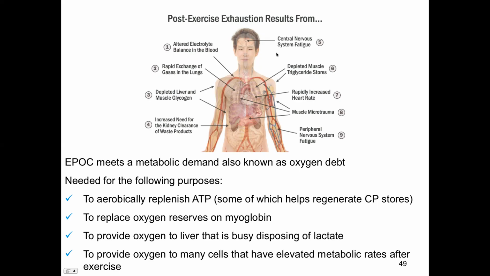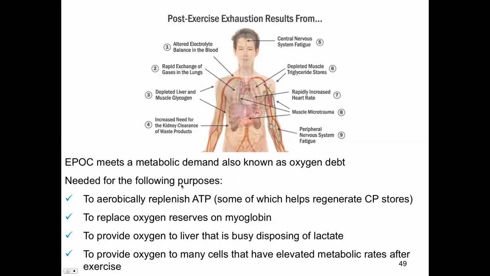Altered electrolyte balance. Nervous system fatigue. Depleted triglyceride stores. So you're going to lose fat. Rapidly increased heart rate. So that's going to tire you out as well. Microtraumas. You're going to get damage to the muscle fibers themselves. And then fatigue in the peripheral nervous system.